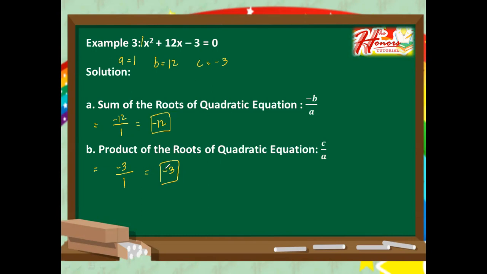So this is it for our topic for today, identifying the sum and the product of the roots of quadratic equation. You will never be incorrect if you are going to follow the formula. So have this remembered, -b/a for sum of the roots while c/a for the product of the roots. So that's it for this lesson.